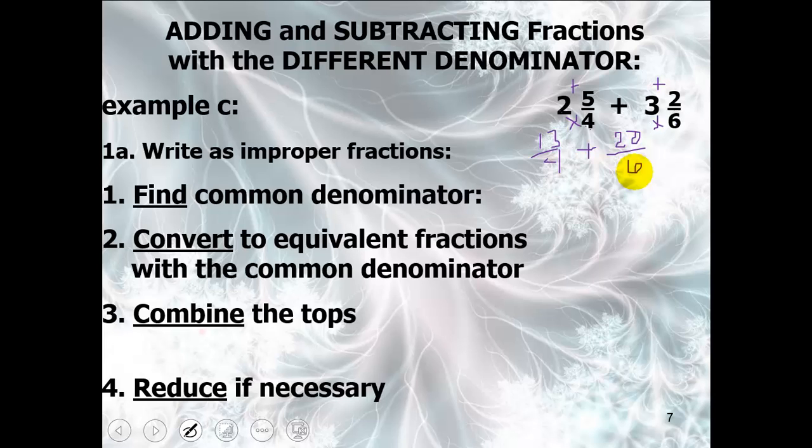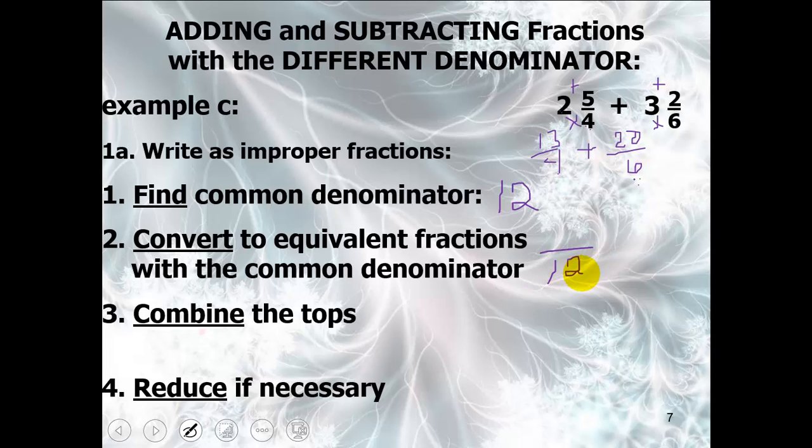Do I have a common denominator? No. So I have to find one. Does 4 go evenly into 6? No. So now let's start thinking of multiples of 6. Go through the 6 times table and check to see if 4 goes into that. So I have 6 times 2 is 12. Well, 12 is divisible by 4, so my common denominator is 12.